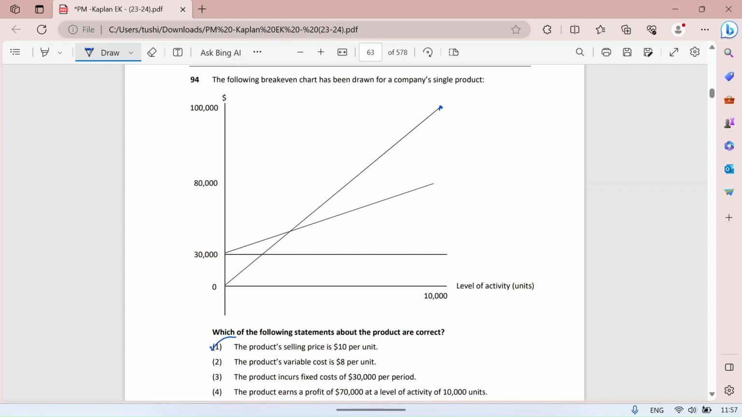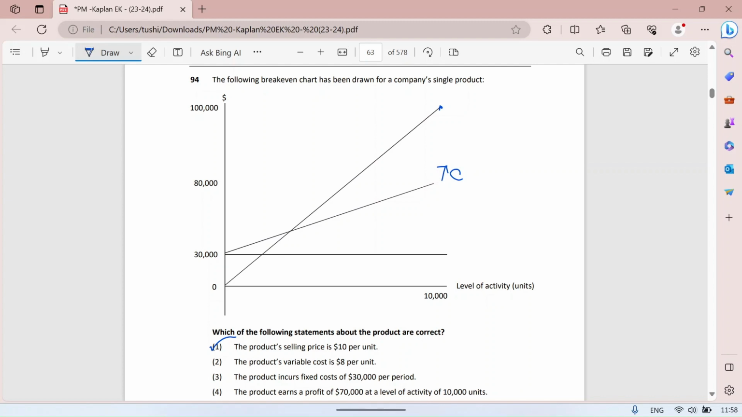Now let's have a look at the second statement. It says the variable cost is $8 per unit. Now this statement is not correct. Why? The sloping line which intersects the vertical axis at $30,000 shows your total cost at the various levels of activity, right? So this line over here represents your total cost, and at 10,000 units it is somewhere around 80,000.